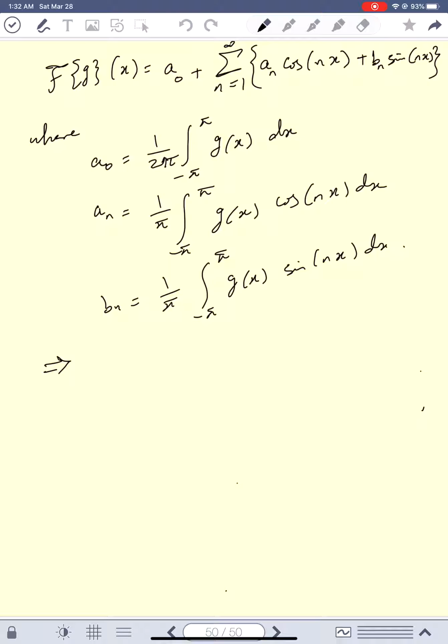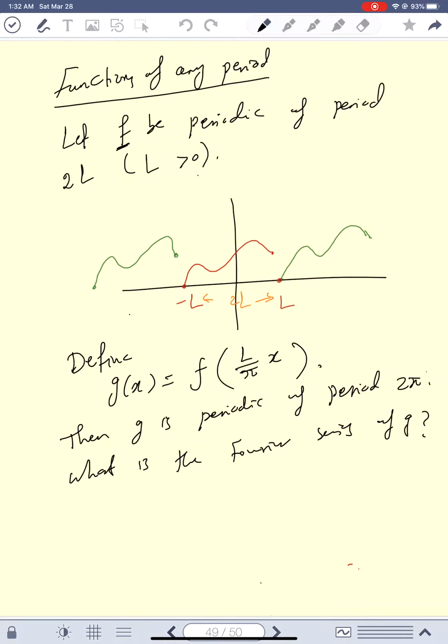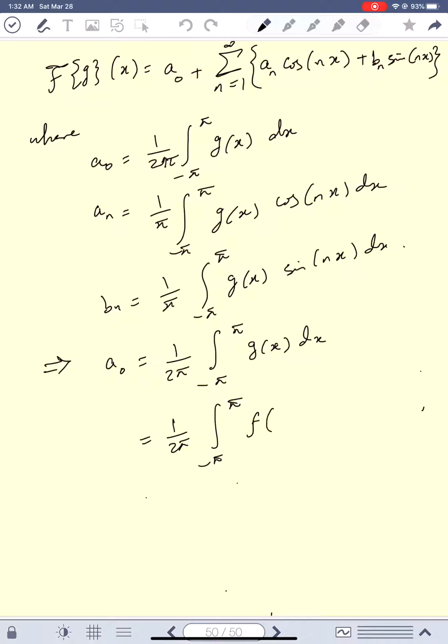So let's see what happens. So the idea is a naught is 1 over 2 pi, integral minus pi to pi, g of x dx, right? Which is 1 over 2 pi, fine, integral minus pi to pi. Now the question is, what is g of x? G of x, we have it here, right? So it's f of L over pi x dx. But this f of L over pi x doesn't look so nice. So the idea, let's get rid of L over pi. I don't want to see L over pi x.